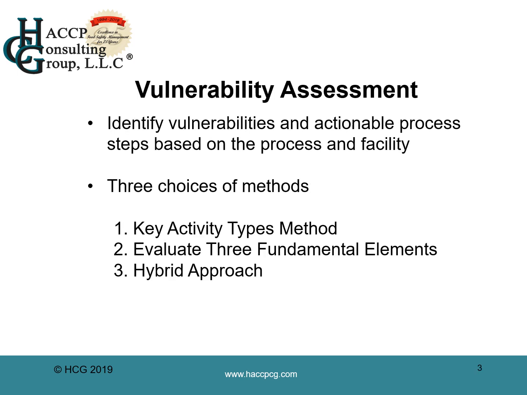The first required component of your food defense plan is the vulnerability assessment. The purpose is to identify if there's a significant vulnerability, and if so, determine where it can be controlled. These control points are called actionable process steps. FDA guidance suggests 3 methods to complete this assessment: the key activity types method, the evaluation of 3 fundamental elements, or what's known as the hybrid approach.